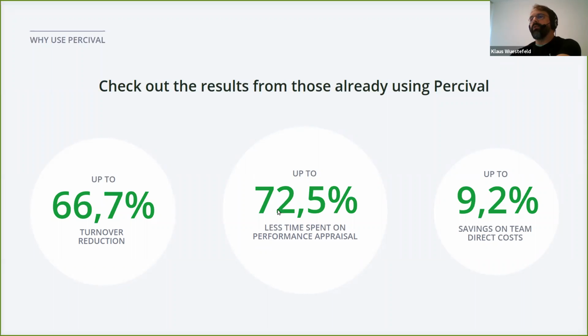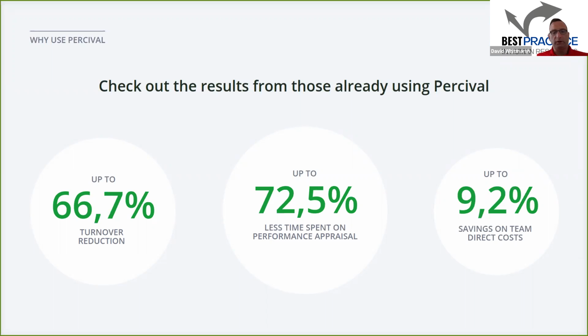So we've managed to reduce turnover in one of our clients. In 2 years, we reduced it by 66.7%. This represented a 9.2 savings in the team's direct cost, right? Without taking into account other factors like morale and stuff like that. There's just the direct cost of replacing people.